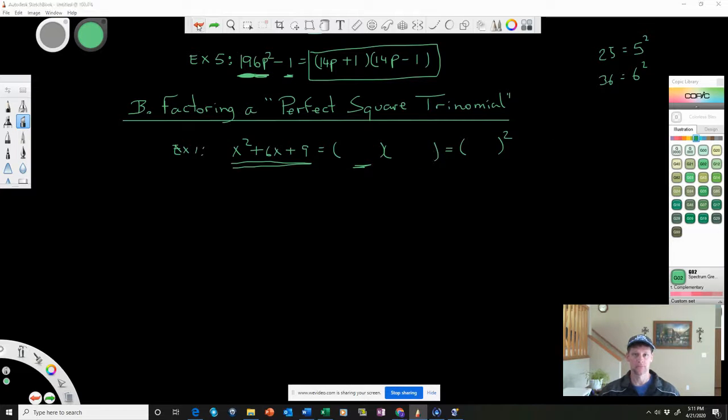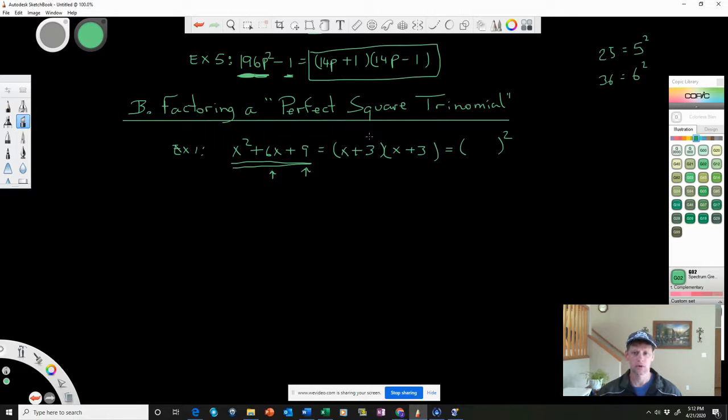So watch. Let's see. Can you think of two numbers that multiply out to 9 and add up to 6? Two numbers that multiply out to 9 but add up to 6. Well, 3 and 3, isn't it? So x plus 3 and x plus 3 will be my factorization.